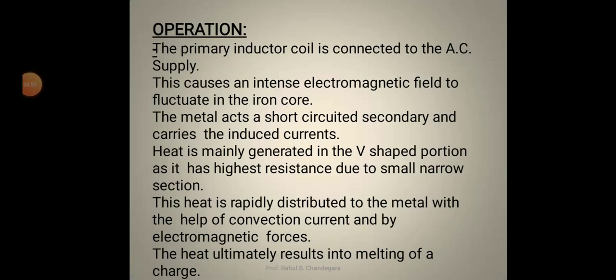Operation of Ajax Wyatt: the primary inductor coil is connected to the AC supply. This causes an intense electromagnetic field to fluctuate in the iron core. The metal acts as a short-circuited secondary and carries the induced current. Heat is mainly generated in the V-shaped portion as it has the highest resistance due to its small narrow section. This heat is rapidly distributed to the metal with the help of convection current and electromagnetic force, and the heat ultimately results in melting of the charge.